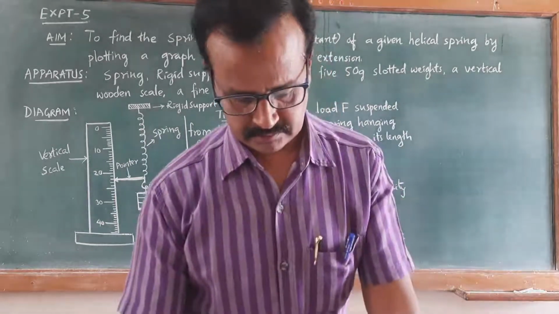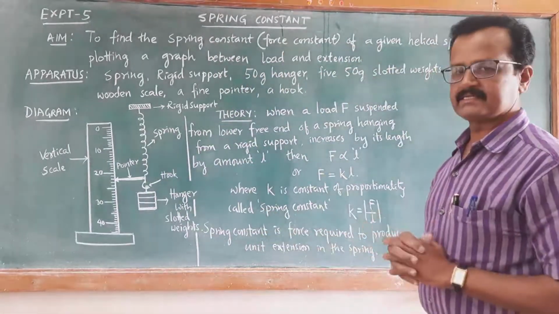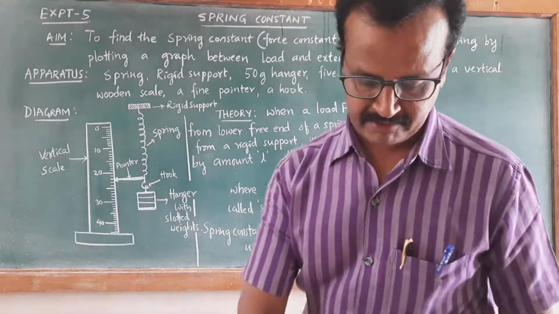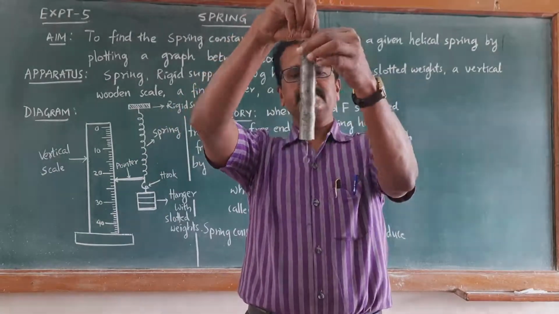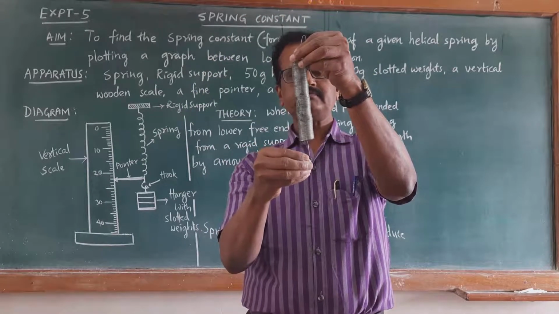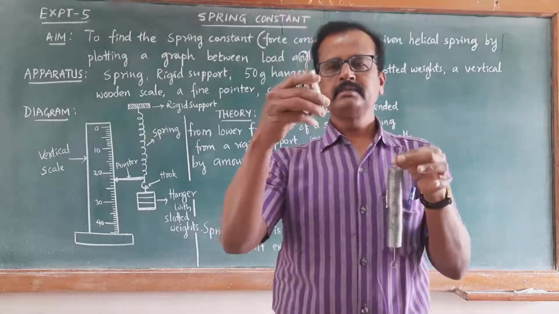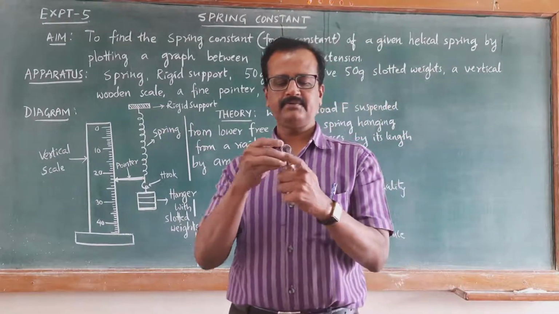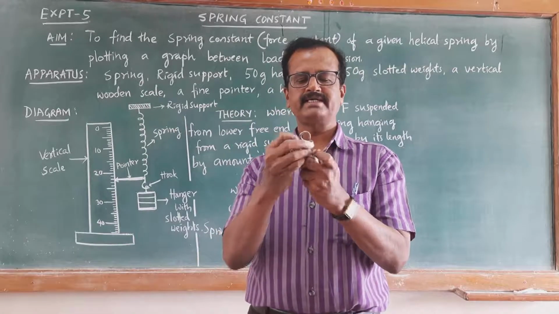Okay. Now, we have learned this already in the theory and we are verifying this Hooke's law using this experiment. The apparatus required for this are, you can see, this helical spring. This is the helical spring, and this is the load. The load is in terms of a set of slotted weights.